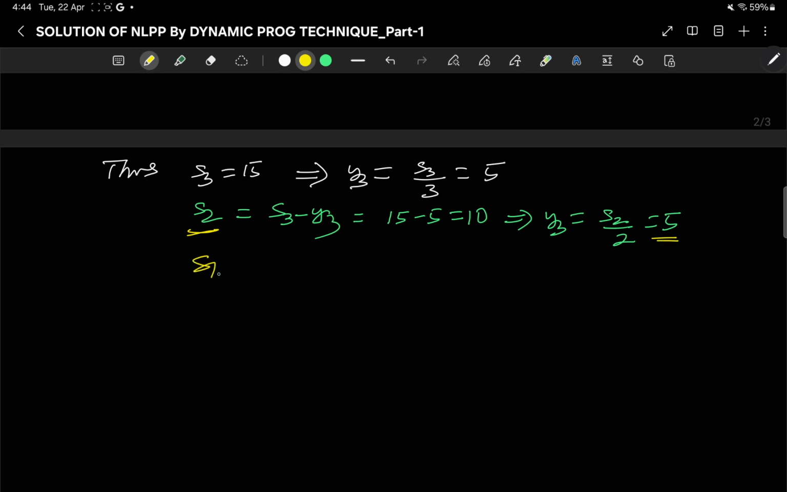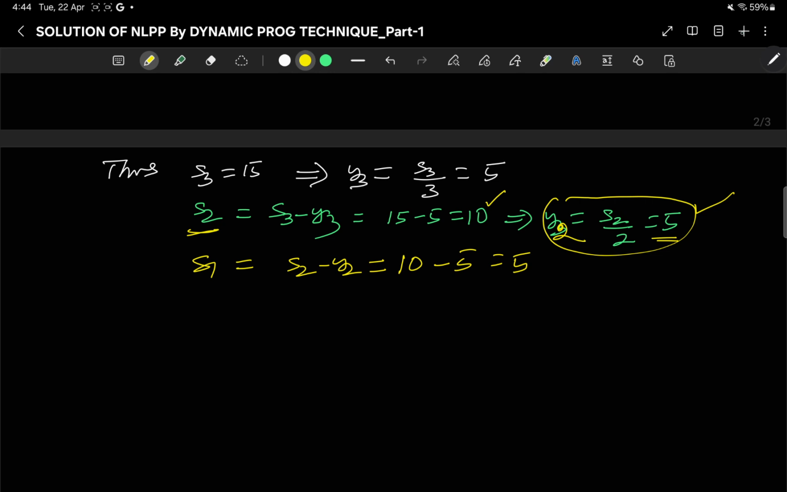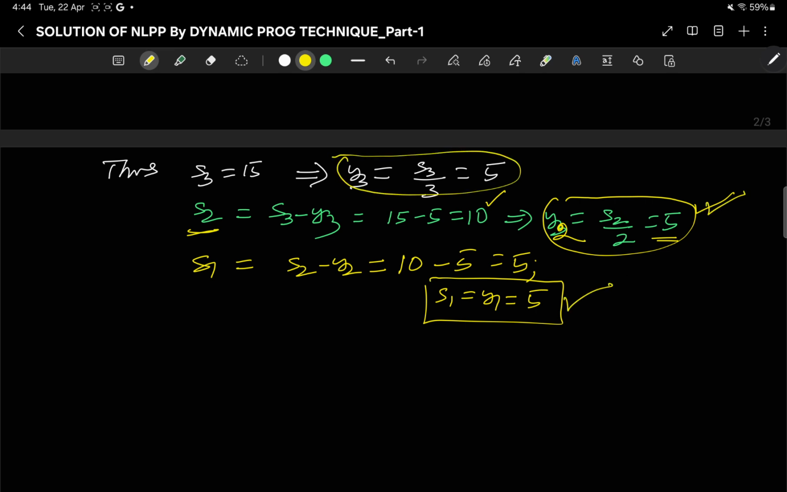Then what is my s1? s1 is s2 minus y2. s2 is 10, minus y2 which is 5, we are getting 5. Therefore s1 is equal to y1, which is equal to 5. So what we are getting is y1 is 5, y2 is 5 and y3 is 5.